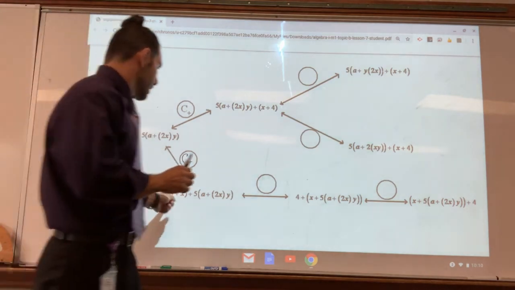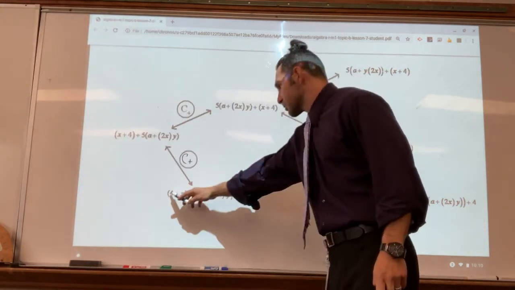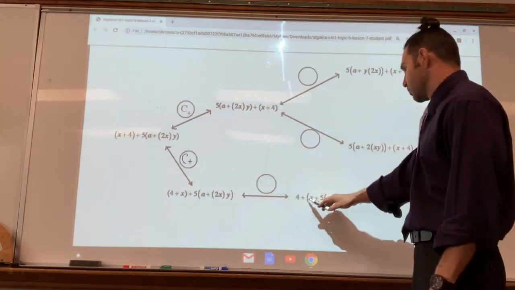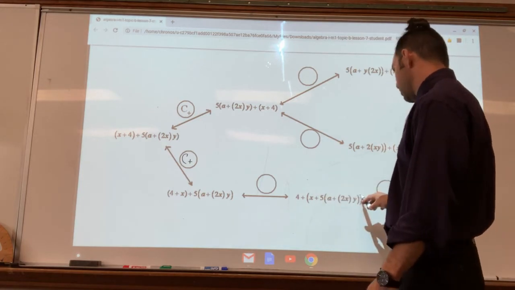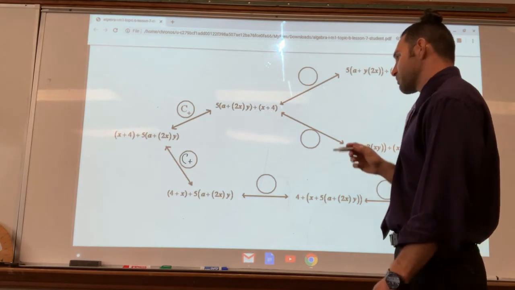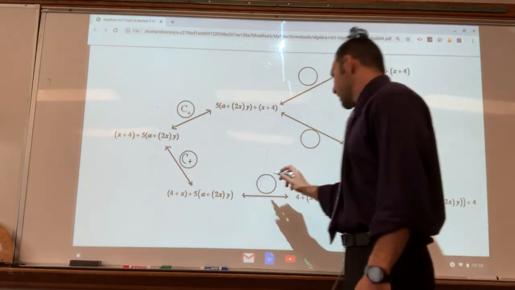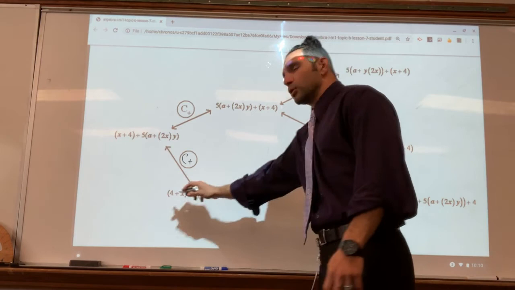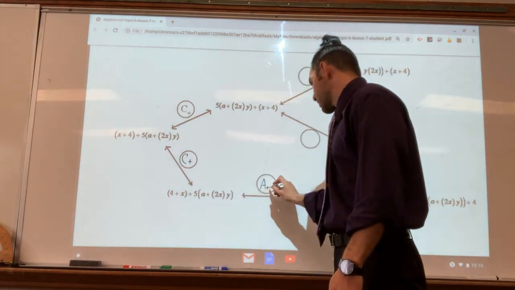Let's keep on going. So what's changed here? Oh, this started in parentheses. The 4 is not in parentheses anymore. Now x plus 5, oh, it doubled all this up. So the parentheses moved. So what happens when the parentheses move? Well, that's the associative property. But it moved on addition, so that's the associative property of addition.